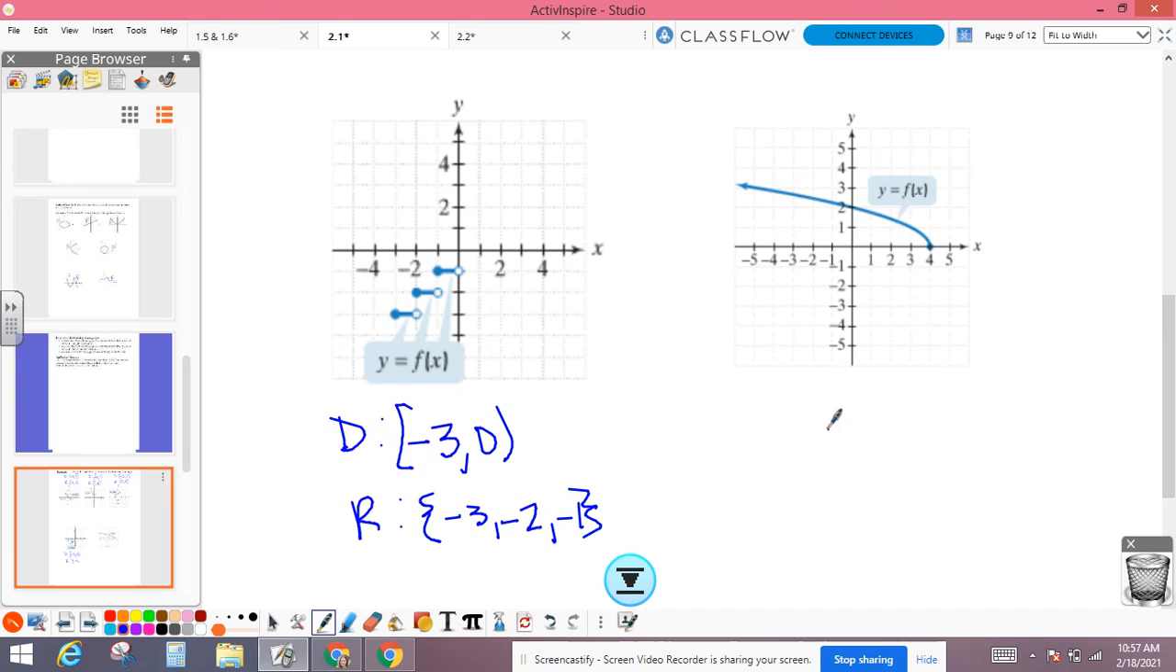All right, so this one, our domain goes -infinity because it points to the left. Infinities always get a parenthesis because they're not an actual point. And it goes up to 4, which has a closed circle. The range, we have a bottom of 0. And it's going to go up forever, very slowly, but forever, so to +infinity.